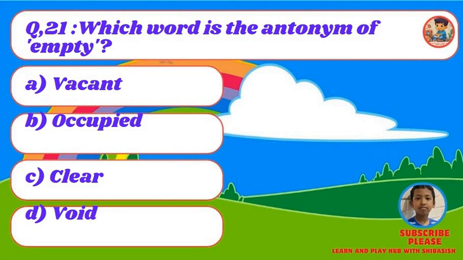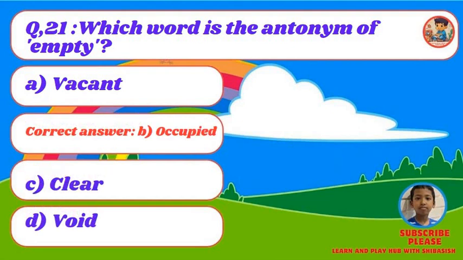Question 21. Which word is the antonym of empty? Option A, vacant. Option B, occupied. Option C, clear. Option D, void. The correct answer is option B, occupied.